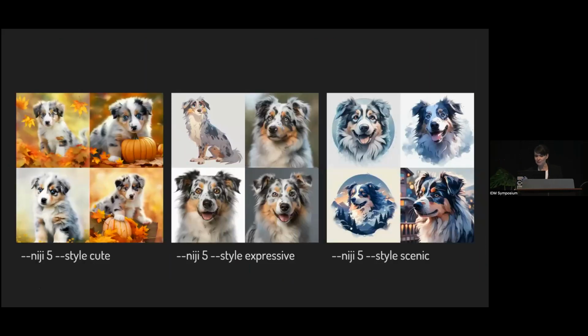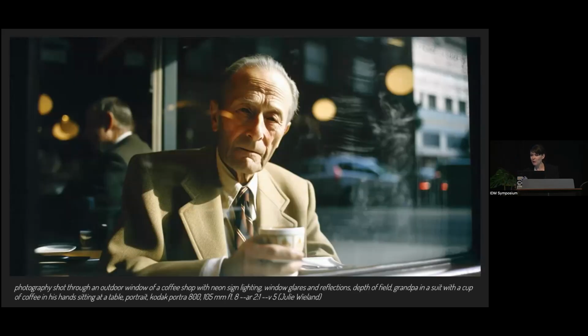They've got 3 Niji styles built in: cute, expressive, and scenic. So here is exactly the same prompt, blue Merle Australian Shepherd dog, interpreted by the 3 different versions of the Niji model. Before we get into showing you how it works and how to get started on it, I wanted to show you just a few creations from the MidJourney community, just to show you the power of this thing.